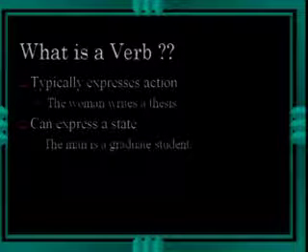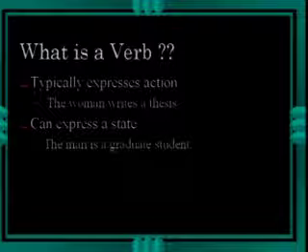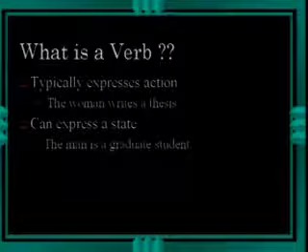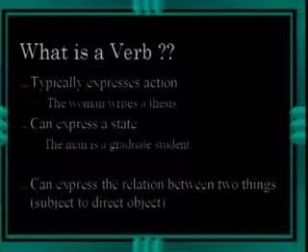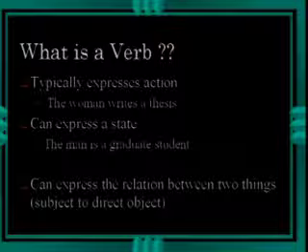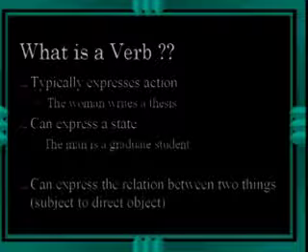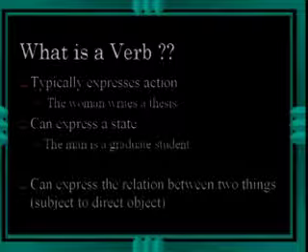It also can express a state. Notice here, the man is a graduate student. All right, notice that this particular sentence isn't describing an action. It's talking about the state in which the subject finds himself. Now, basically, whenever we're dealing with a verb, a verb expresses the relation between two things, the subject and the direct object. Okay? And it expresses that relationship from the subject to the direct object.